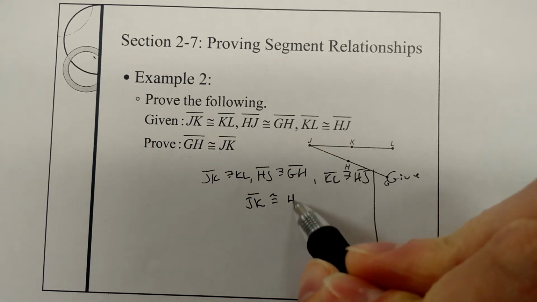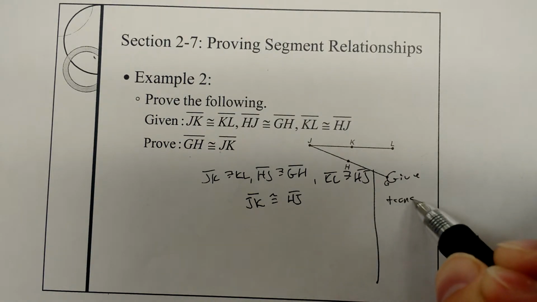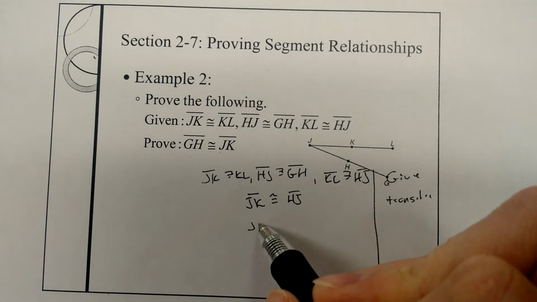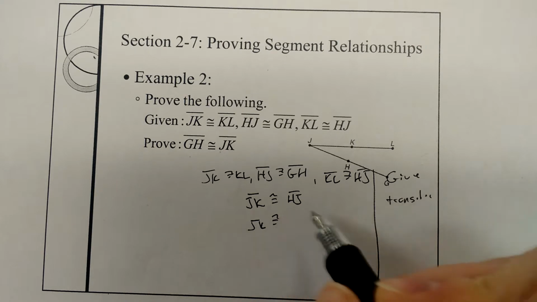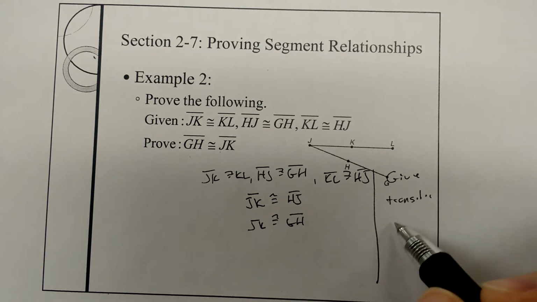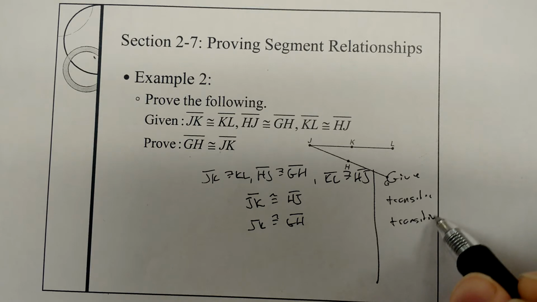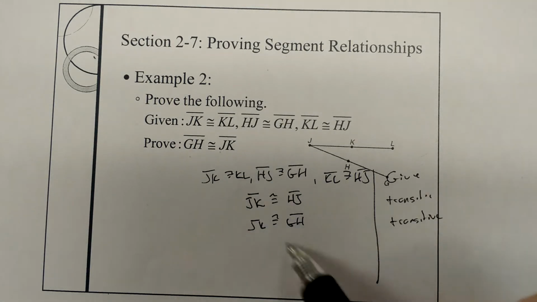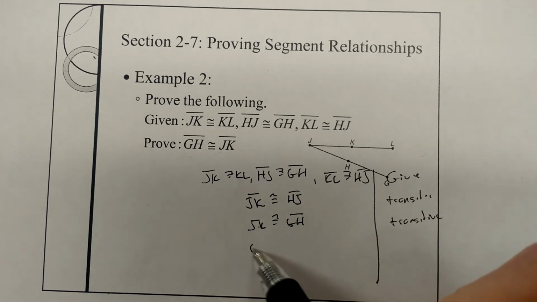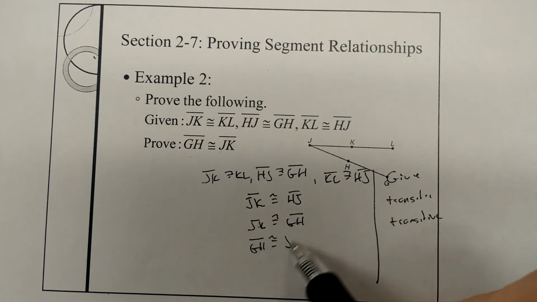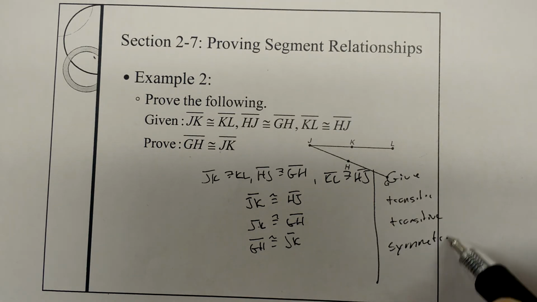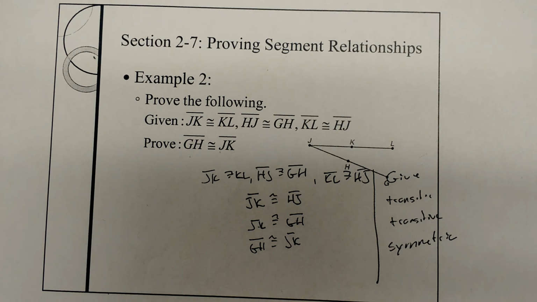is congruent to HJ by the transitive property, because they are both congruent to KL. I also then know that JK is congruent to GH because of, once again, transitive property. HJ and JH are congruent. Now, careful, because these look similar, but they're not the same. I need to turn this guy around, GH congruent JK. And if you reverse an equation, that's a symmetric property. So there we go at the bottom. And that's it for the section.